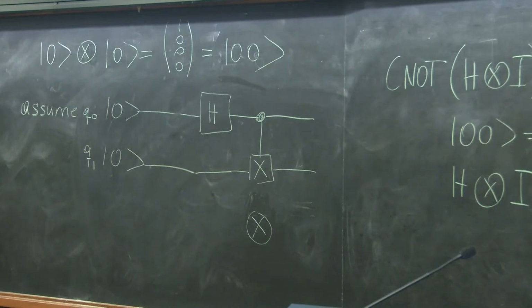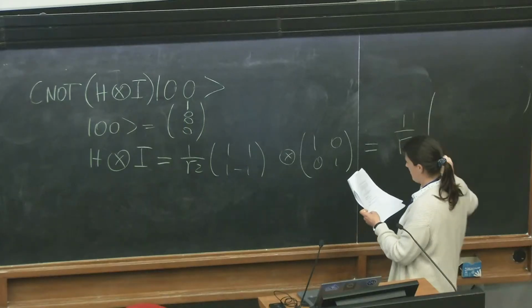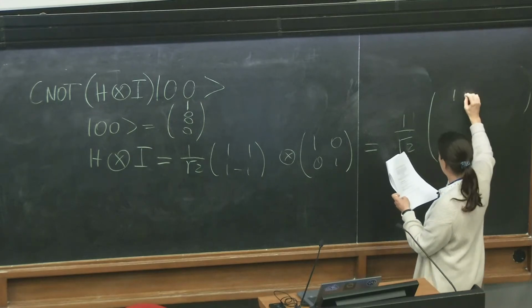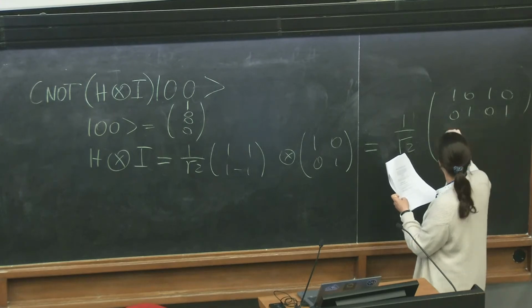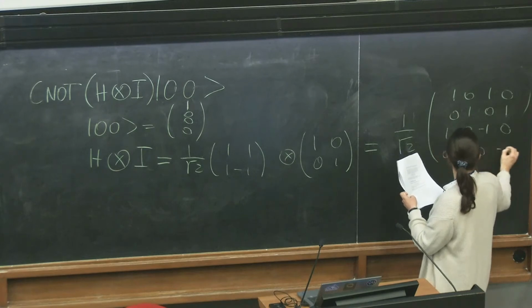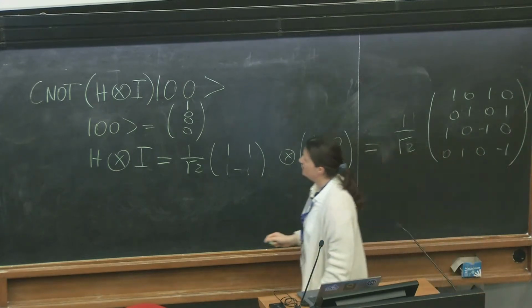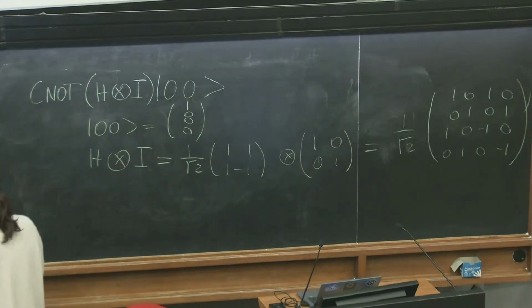This gives you then, what should you get here? Because, again, what does the tensor product do? It puts us into a combined state, right? So you should get a 4 by 4 matrix out. So if you do that, you get 1 over square root of 2, a 1, 0, 1, 0, 0, 1, 0, 1, 1, 0, minus 1, 0, 0, 1, 0, minus 1. And then what you do is you apply your controlled NOT gate.